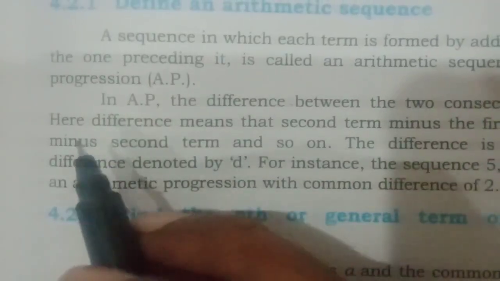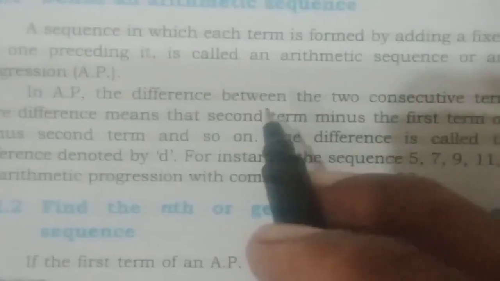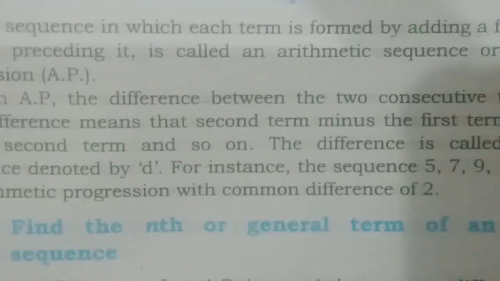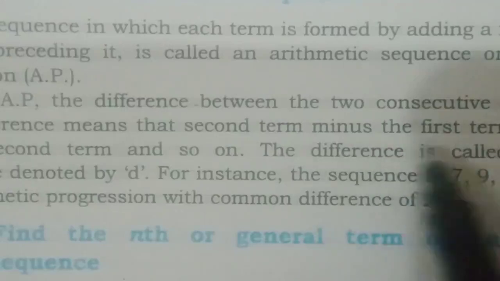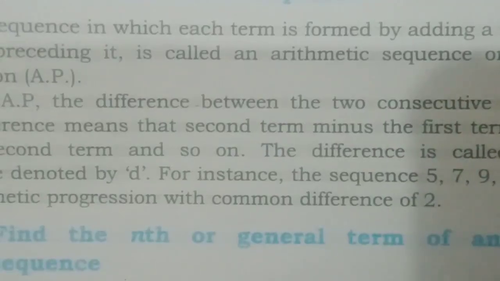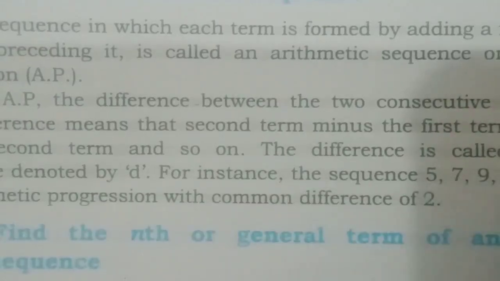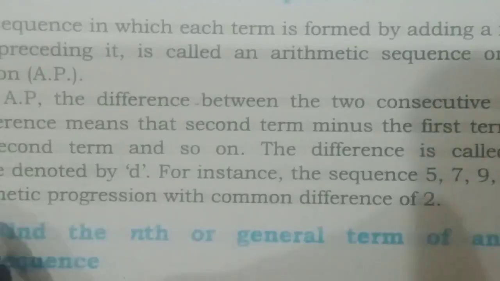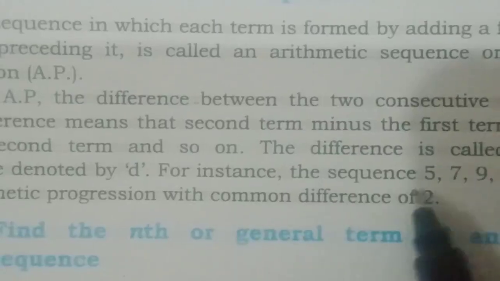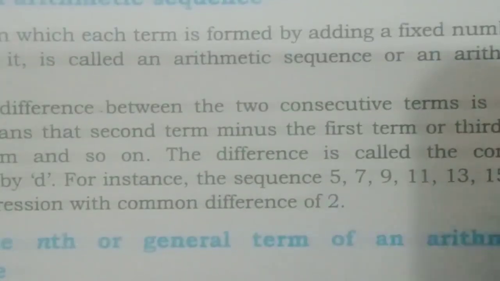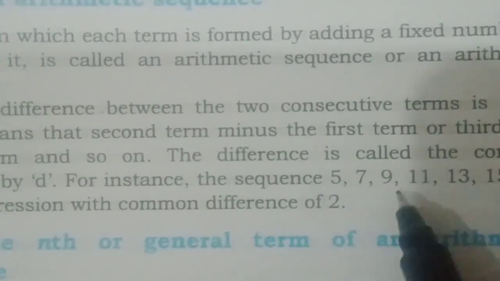So if you subtract the first term from the second, you will get the same number as when you subtract the second term from the third. That is, the second term minus the first term, or the third term minus the second term, the difference will be the same, and so on. The difference is called the common difference and denoted by d. For instance, the sequence 5, 7, 9, 11, 13 is an arithmetic progression with common difference 2. When you add 2 to 5, you get 7, and 9, and so on.